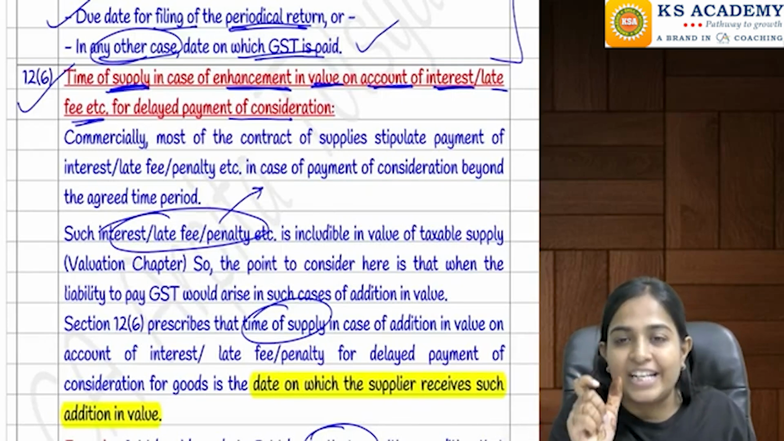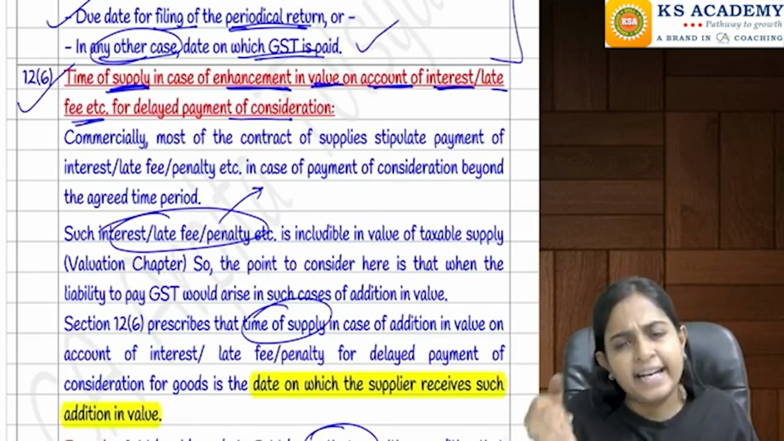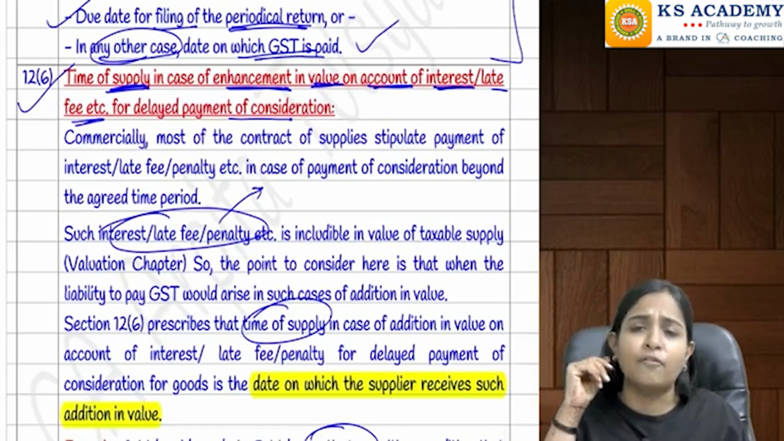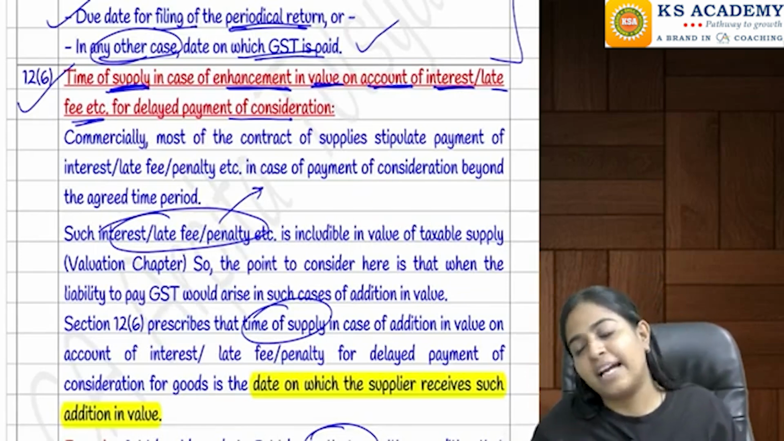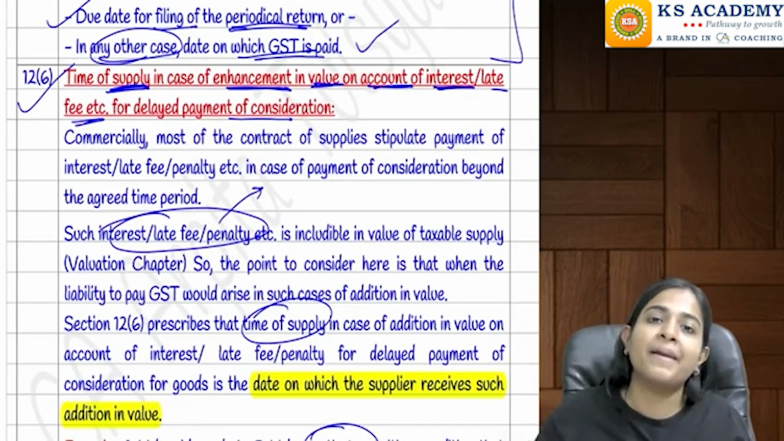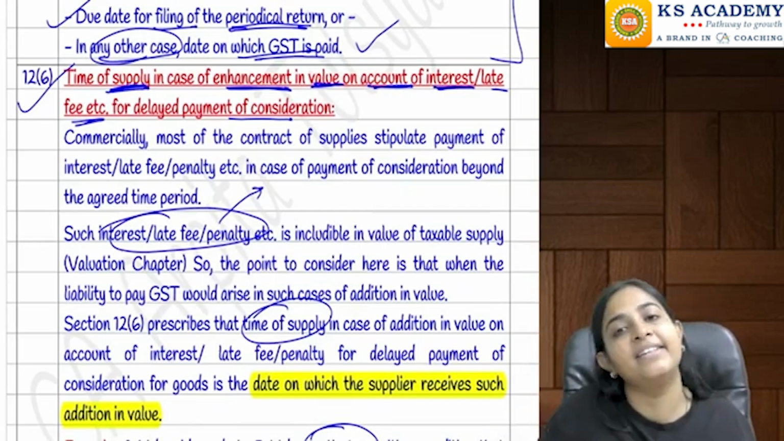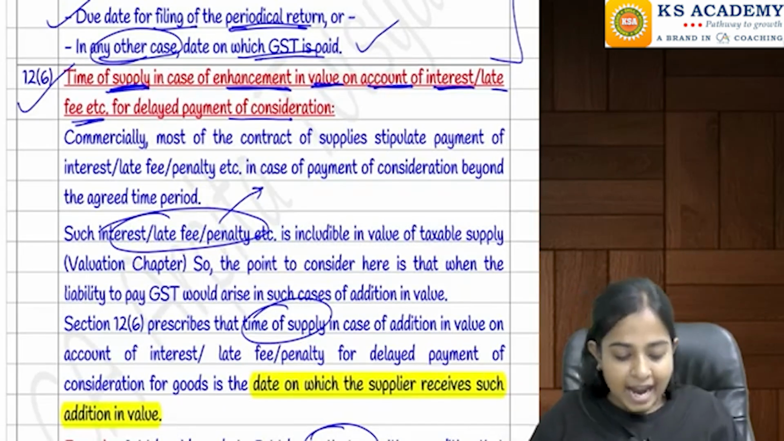So for this addition, that can be in the form of interest, penalty, late fees, etc., the time of supply will be the time when I actually receive this extra money. Are you clear with this?